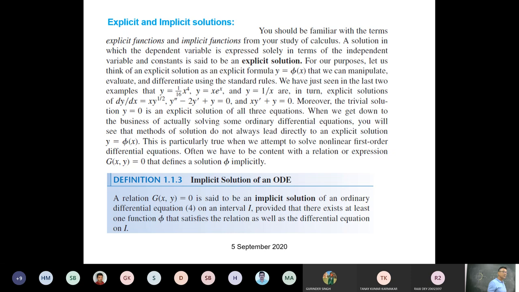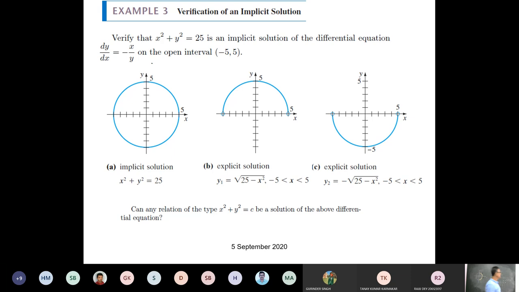Okay, so now let me again come back to this circle. Here the complete circle is drawn, and it is given as an implicit solution, right? But you cannot take the whole circle as a function, isn't it? So you must split it into two parts in order to get the expression in x as a function. Here the implicit solution is on the left hand side, and explicit solutions are given. You can have two explicit solutions, y1 equal to this and y2 equal to this, and both solutions are valid in the interval minus 5 to 5. Is it okay? Fine.